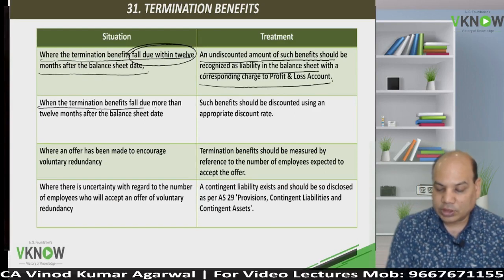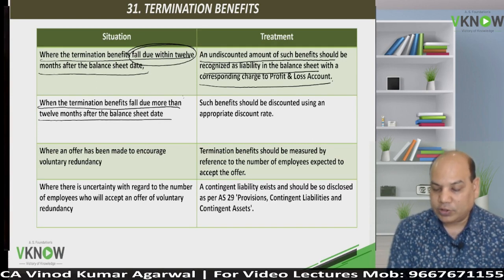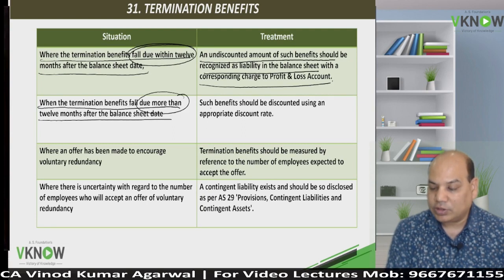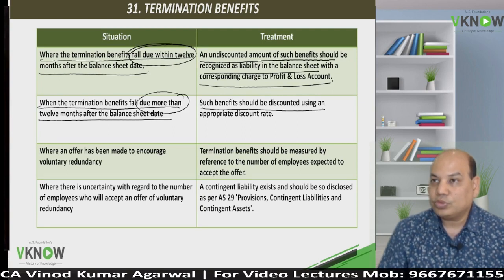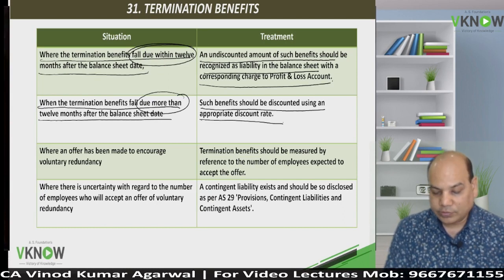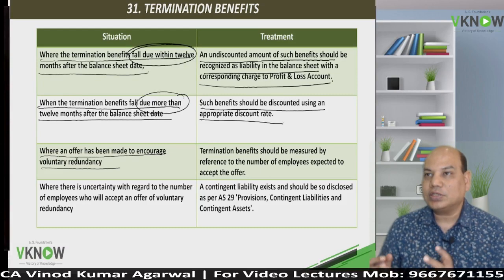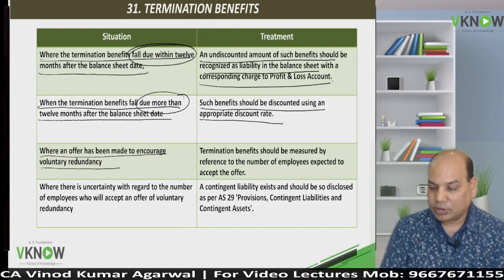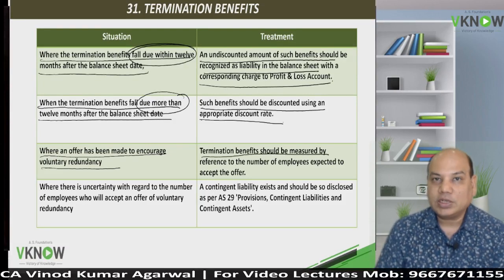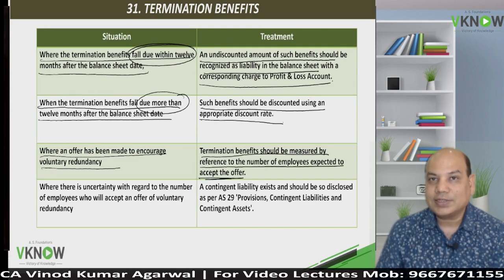Second is when the termination benefit falls due more than 12 months after the balance sheet date. As you can understand, if it is more than 12 months after the balance sheet date, then we have to discount it using appropriate discount rate. Third is where an offer has been made to encourage voluntary redundancy. Company has asked the employees, those who want to leave can leave. Then termination benefits should be measured by reference to number of employees expected to accept the offer.